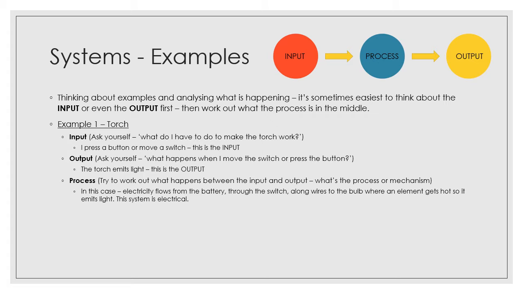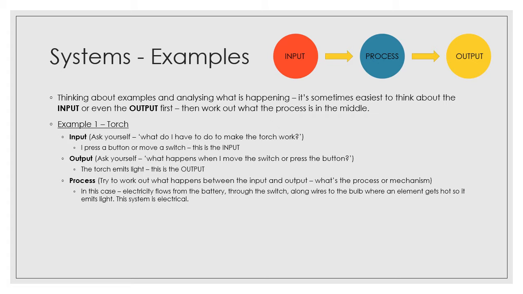We use this systems approach to think about products in a new way. One of the best ways to explain this is to use some examples. It is sometimes easiest to think about the input or output first, then work out what the process part of the system is doing afterwards.